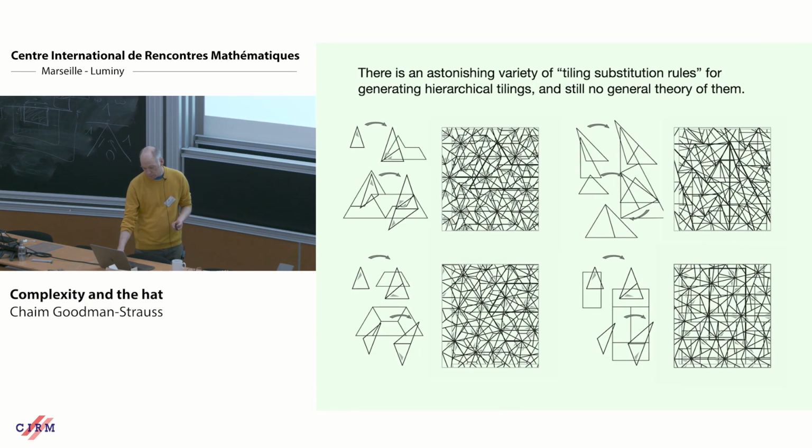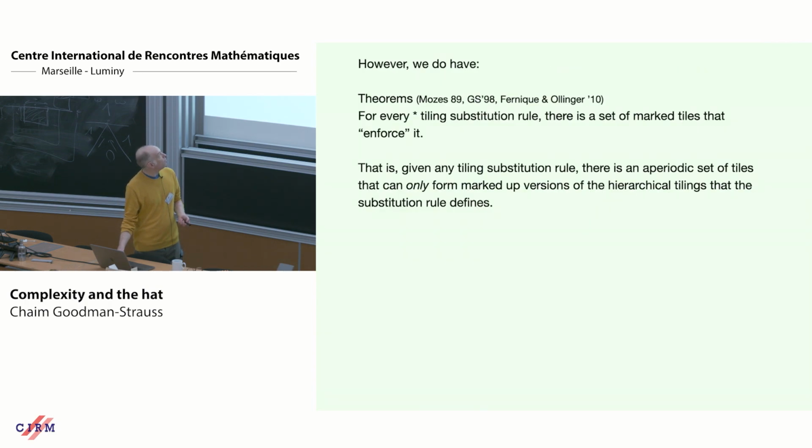But we do have these results. So this is really three separate things. There's a Moses, myself, and Fernique Nollinger, and then the differences are all here in the asterisk. So for every tiling substitution rule, there's a set of marked tiles that would then do the same kind of business. This asterisk is holding a lot of stuff that I'm not going to go into right now.